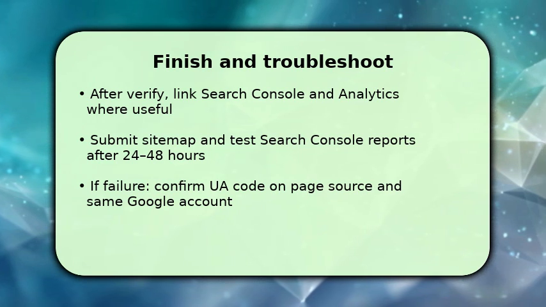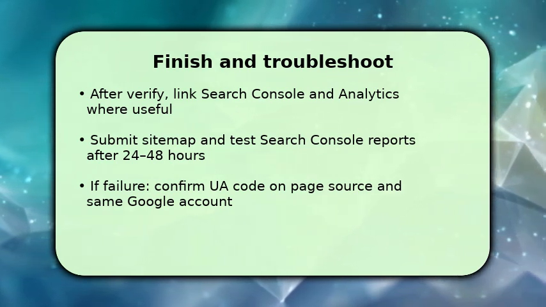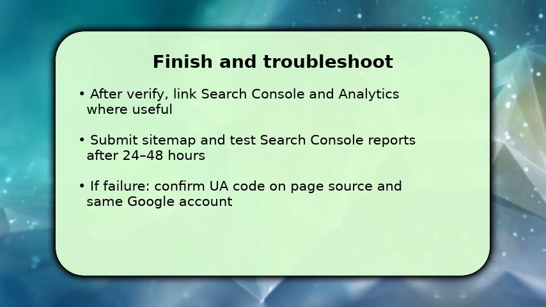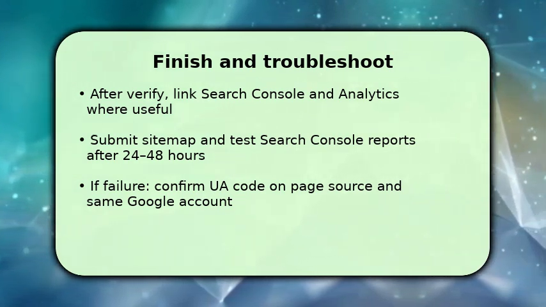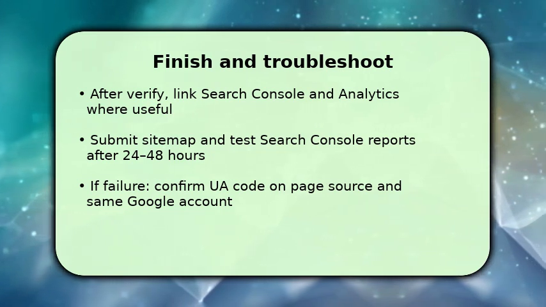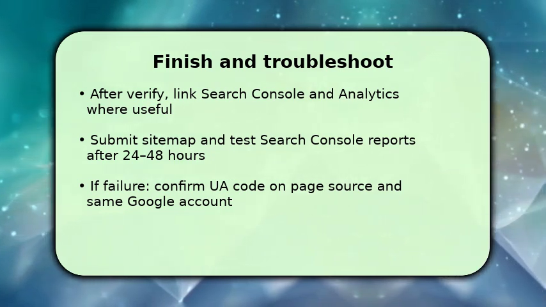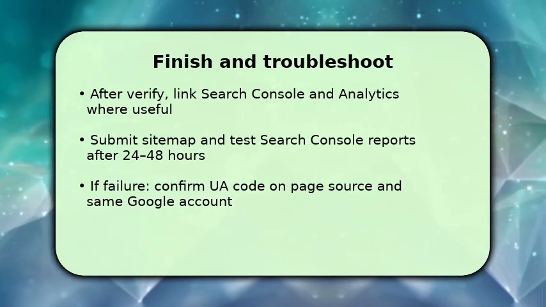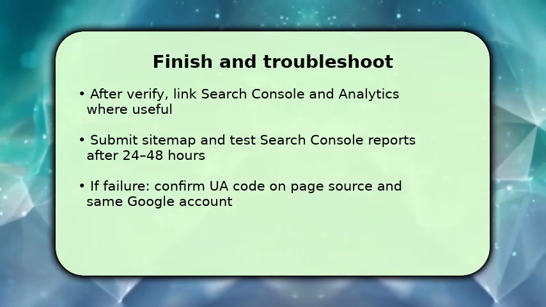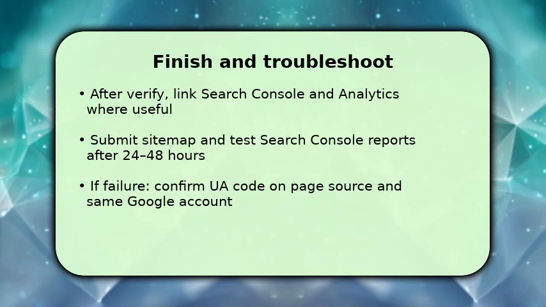If verification fails, the most common single fix is to confirm the UA tracking snippet is present in the page source exactly as in analytics, and that you use the same Google account with edit rights. If needed, view the site source. Search for the UA string, or use Tag Manager Preview to confirm the tag fires, then retry verification.